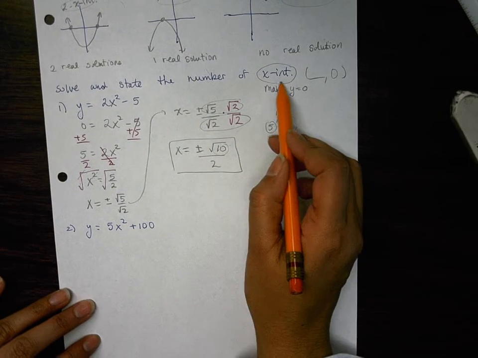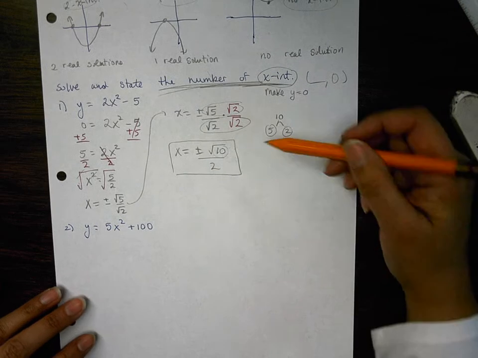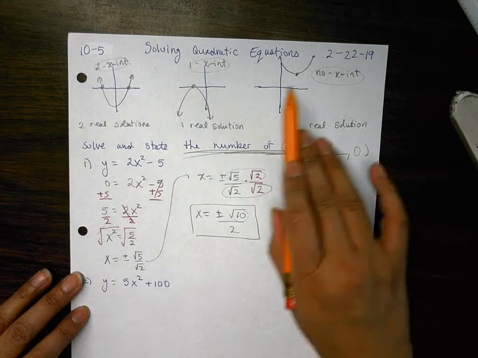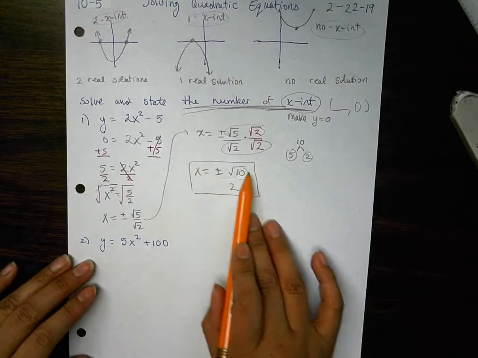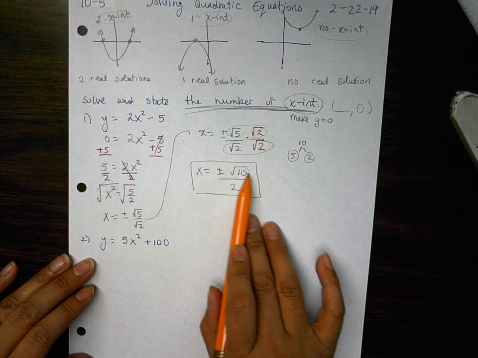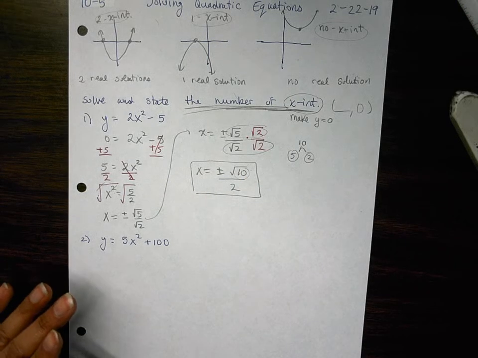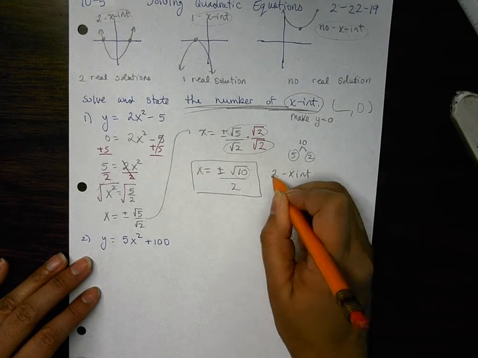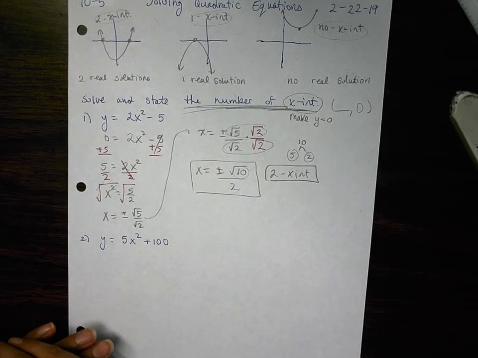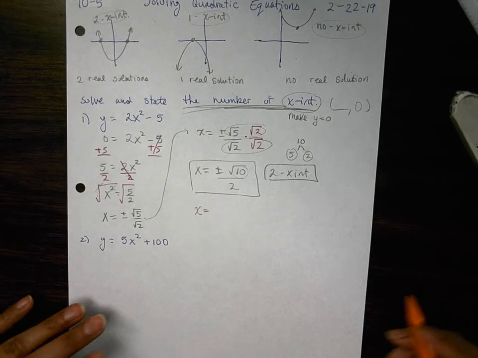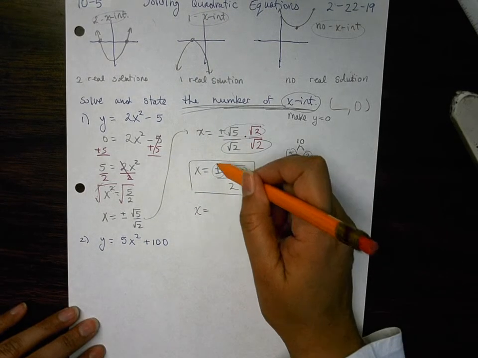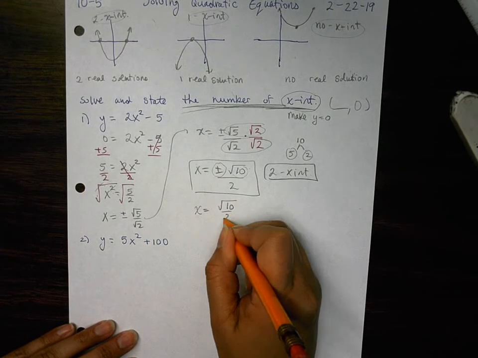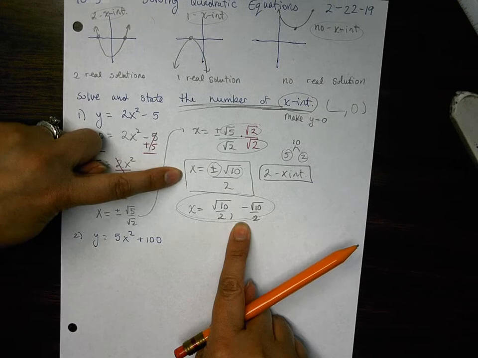The second question here, state the number of x-intercepts. What are our possibilities? 2, 1, or none? How many solutions do I have here? 2, 1, or none? 1? Does anybody know why it's 2? Anyone know why it's 2? Because technically, okay, I'm going to take a step back. Do you guys know what this means? Have you seen that symbol before, plus or minus? Yes? Okay, this just means positive root 10 over 2 or negative root 10 over 2.